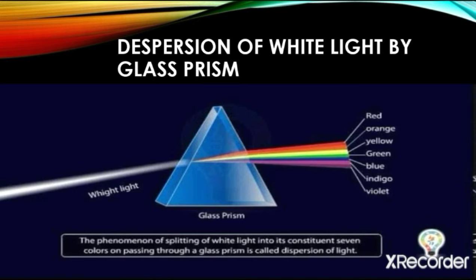Different colors of light bend through different angles with respect to the incident ray as they pass through a prism. The red light bends the least while violet bends the most. Red has a high wavelength but less refraction, while violet, which has a low wavelength, has high refraction. So the colored band is called a spectrum and the phenomenon is called dispersion of light. Splitting of white light into its constituent colors when passed through a glass prism is called dispersion of light.